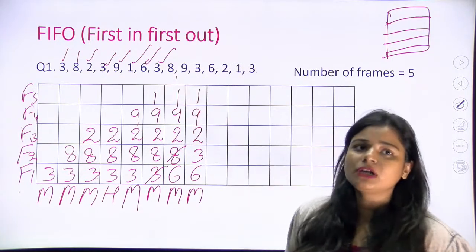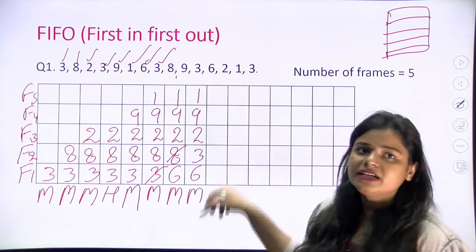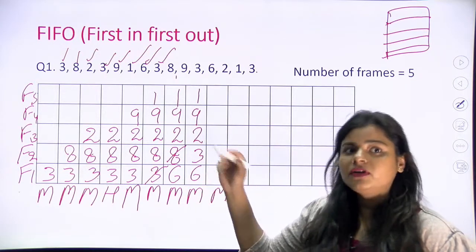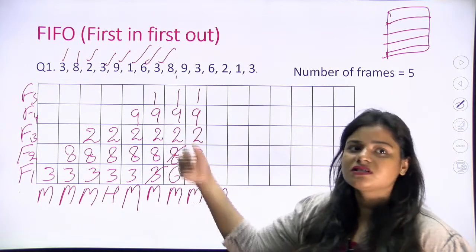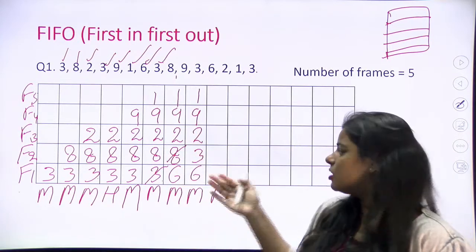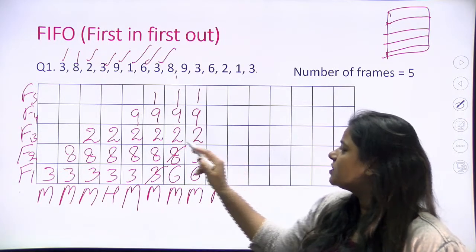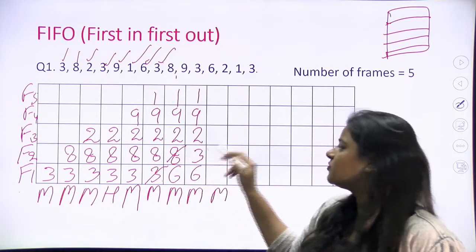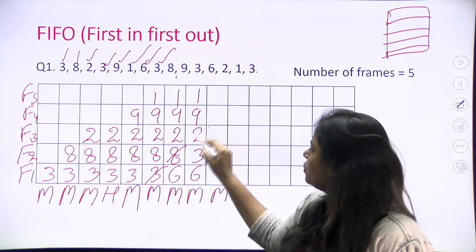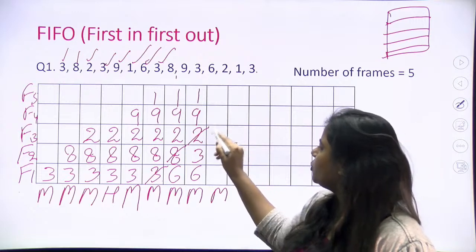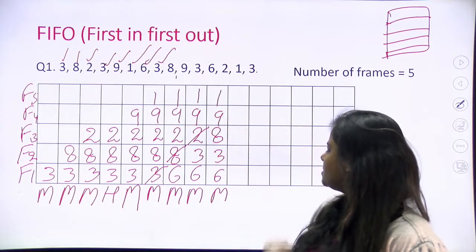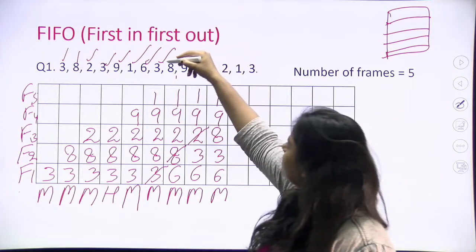Now we are going to put 8. 8 was not present inside the main memory, so it is a page miss. Where will we put 8? We are just moving with FIFO, first in first out. We have seen that F1 and F2 are already replaced. So now we have the scenario of F3 because we are just moving in the sequence. So we will just shift 2 from the main memory and put 8 over here. All other frames will remain the same. Okay, so 8 has been placed.